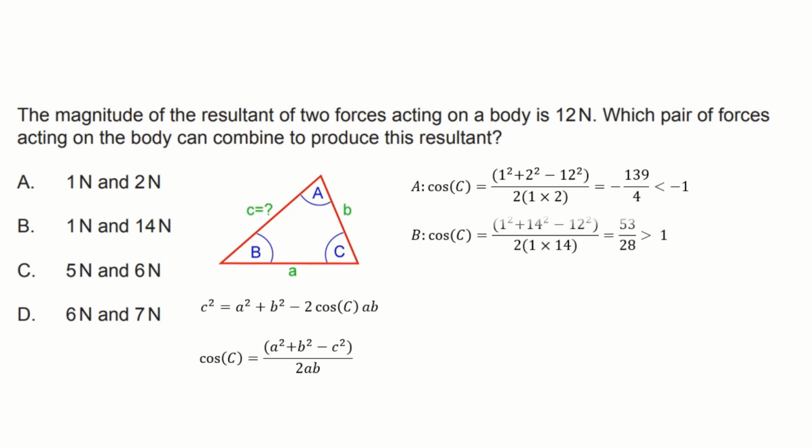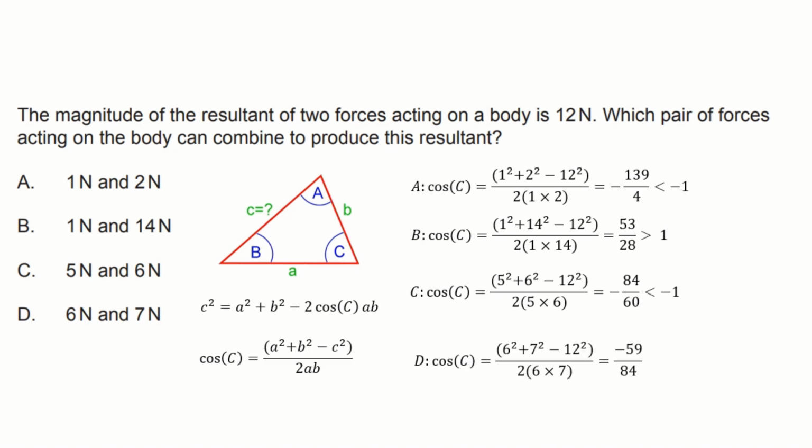We can do the same thing for the next pair of options. This time we've got 1 and 14. You've got 1 squared plus 14 squared, take away 12 squared, and I'll let you go through those yourself. This time you get 53 divided by 28. Again, that's greater than 1, and so cos of C is not going to be valid. 5 and 6 gives us a number, 8 minus 84 divided by 60, which is less than -1, and that's outside the acceptable range.